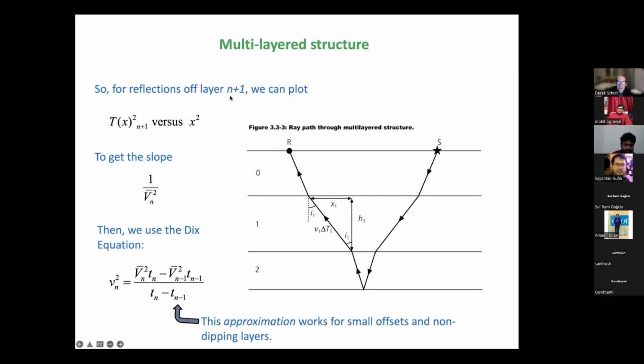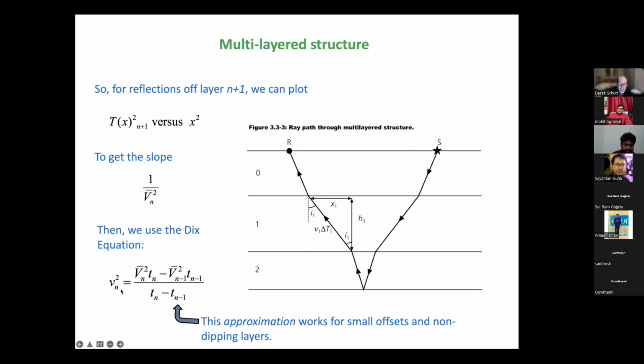So for reflections off layer n plus 1, so this is layer 2, so reflections off layer 3, we would plot t sub x squared of n plus 1 versus x squared. So this is something you could actually measure in the field. If you have a source here and a bunch of receivers along a line, that would give you the slope 1 over v bar n squared. And then we would use something called the Dix equation.